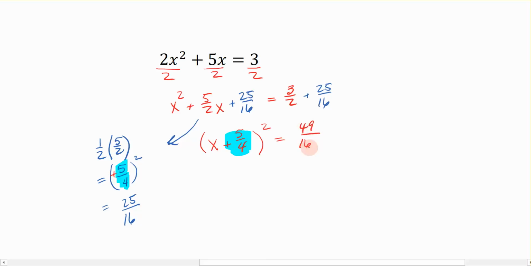49/16 over here is what happens when I simplify these two. Now that we have it in this form, we're going to come back in. We're going to take the square root of both sides.